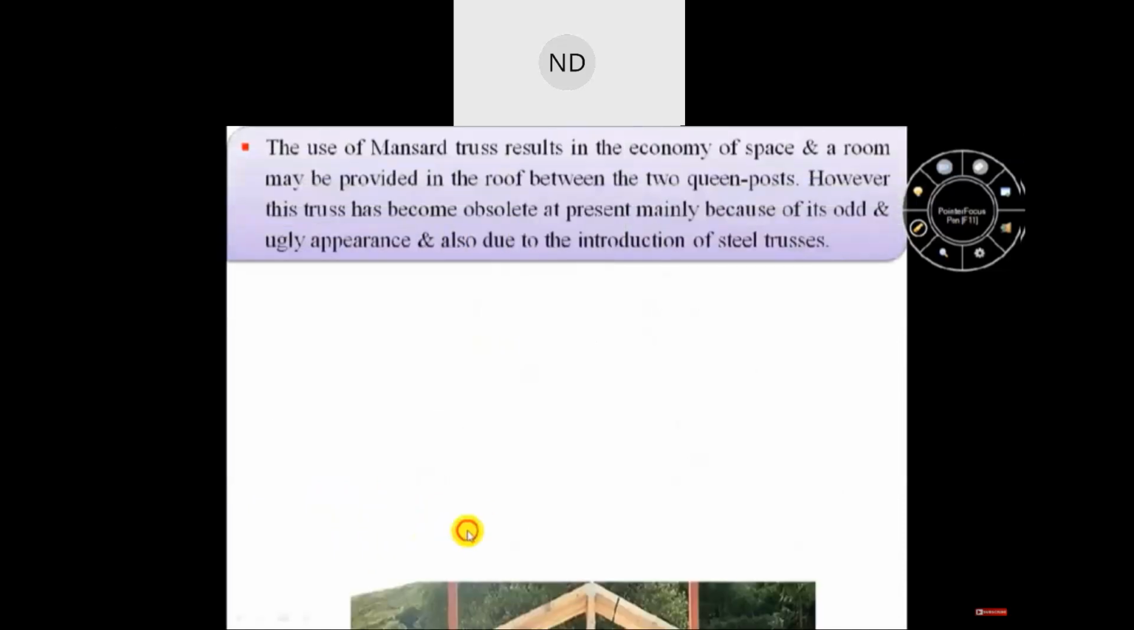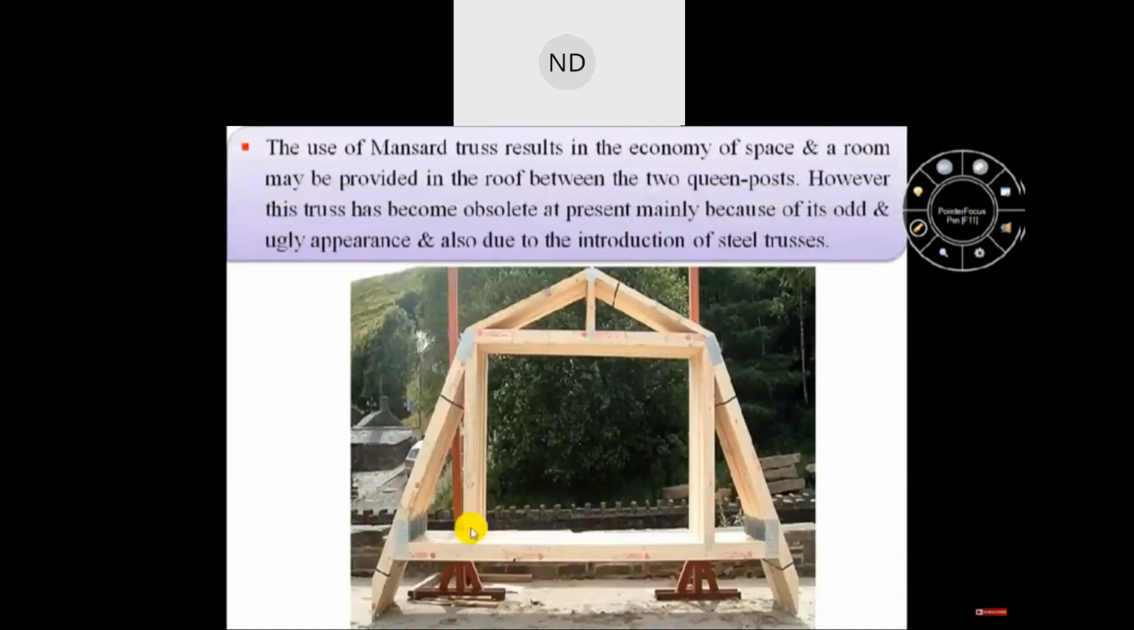The use of this mansard truss results in the economy of space, and a room may be provided in the roof between the two queen posts. However, this truss has become obsolete at present mainly because of its odd and ugly appearance, and also due to the introduction of steel trusses.